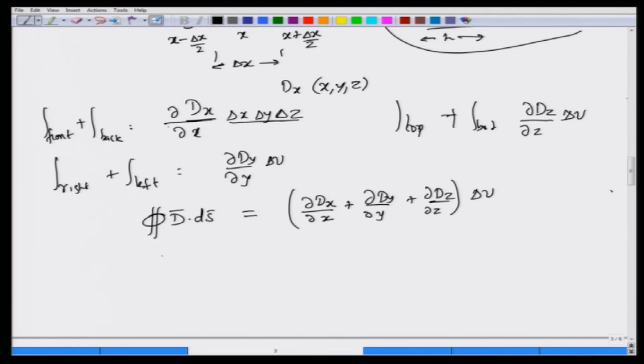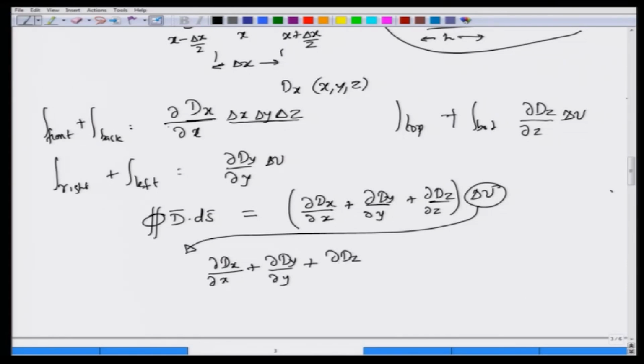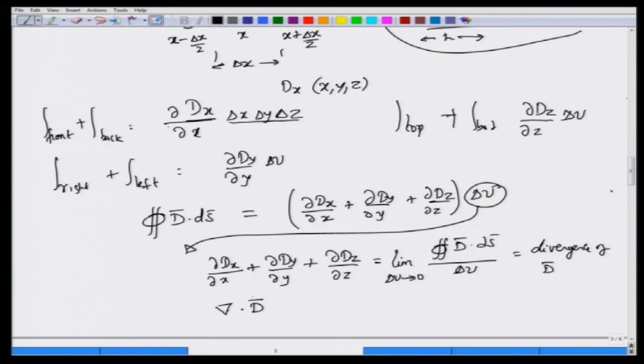Now, what I am going to do is bring this delta v down to the left hand side and then rearrange the equation. So, I actually have del Dx by del x plus del Dy by del y plus del Dz by del z is equal to the integral of D dot dS divided by delta v. Now, I am going to assume that delta v goes to 0. When I do this, what I have obtained on the left hand side, and in fact on the right hand side, is called the divergence of D, and this is represented by del dot D.